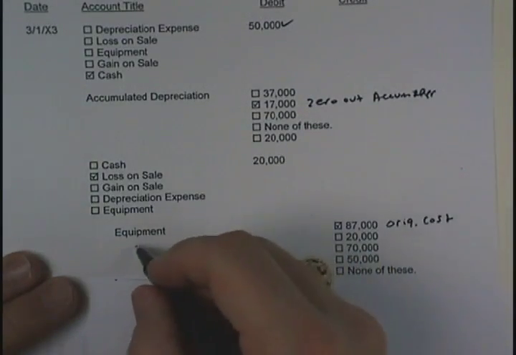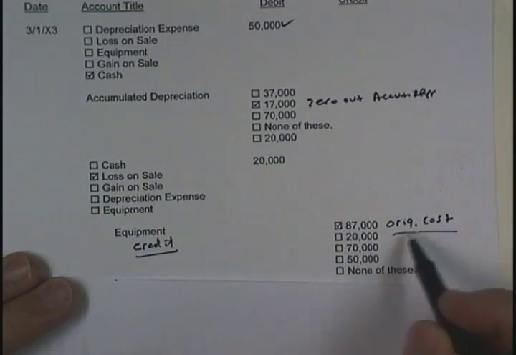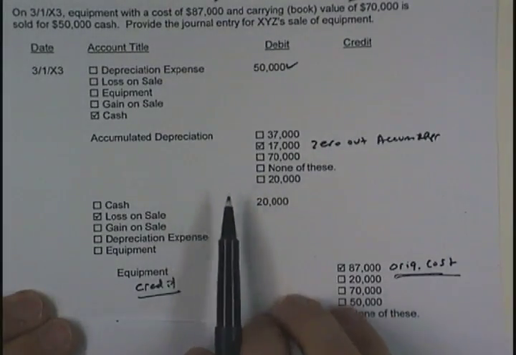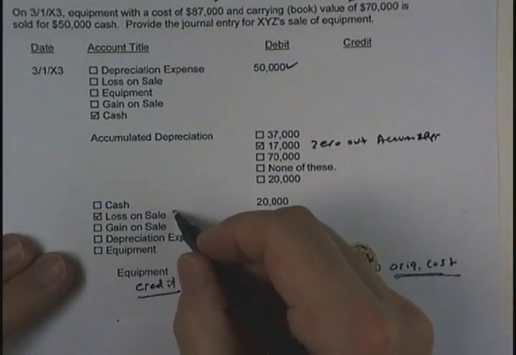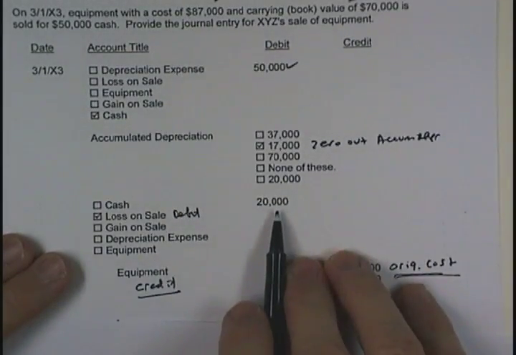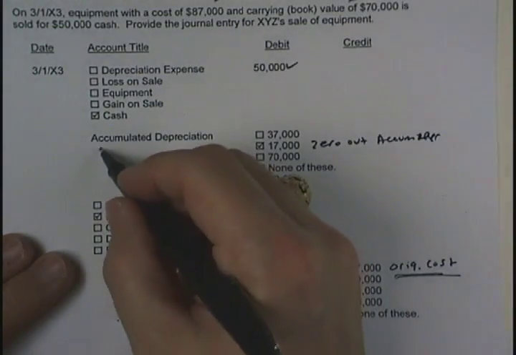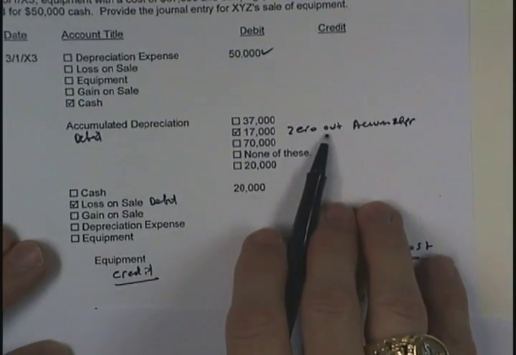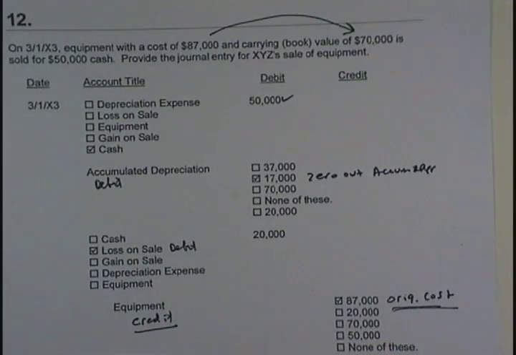So this credit here to the equipment account will zero out its original cost of $87,000. The loss on the sale is like an expense, so that got debited for the $20,000. The debit to accumulated depreciation was to close out that contra asset account, reducing it to zero. And of course the cash was debited to recognize they received the $50,000 in cash on the sale.